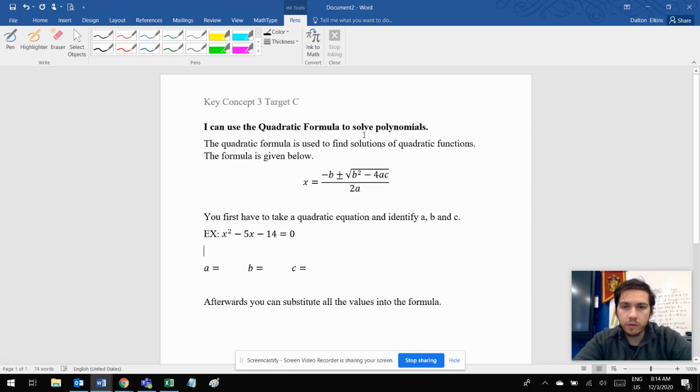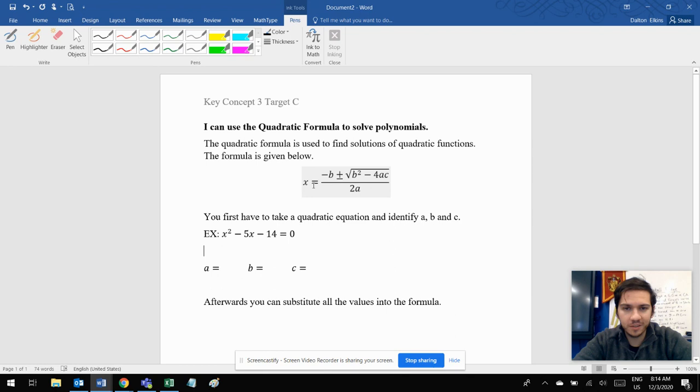So the quadratic formula is used to find solutions of a quadratic function. It's essentially exactly what we were doing in the last target. We were solving quadratics. We were solving anything with a power 2 in it. So we use a formula, and the formula is given below, and it's kind of a mouthful.